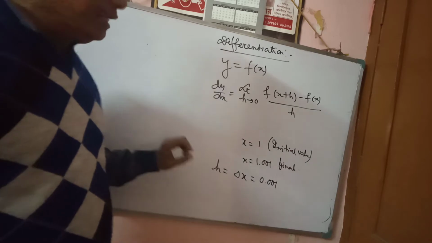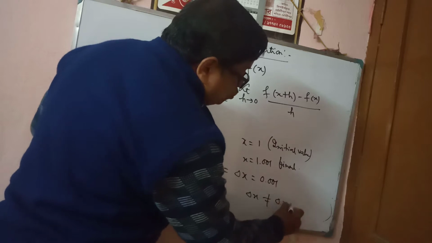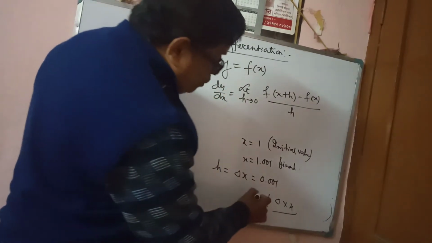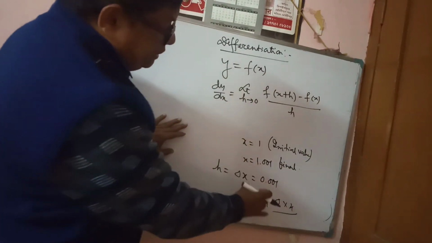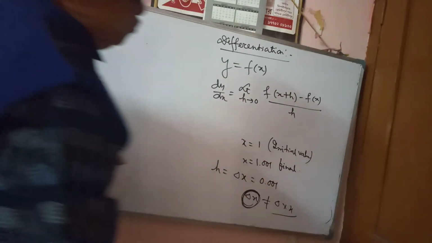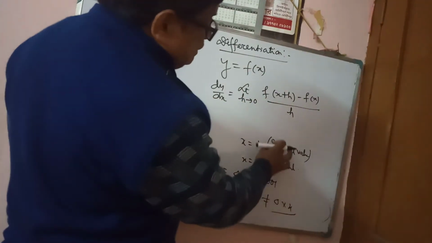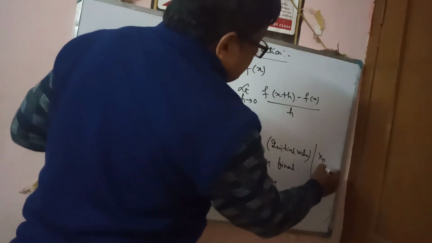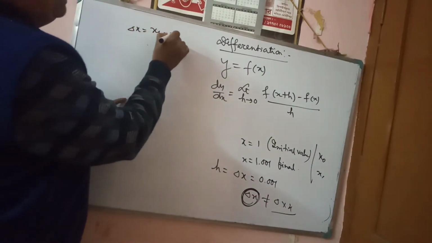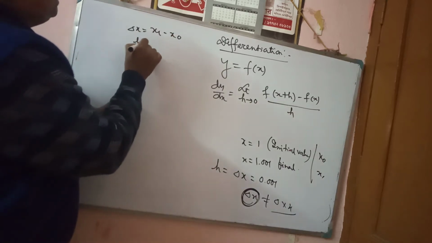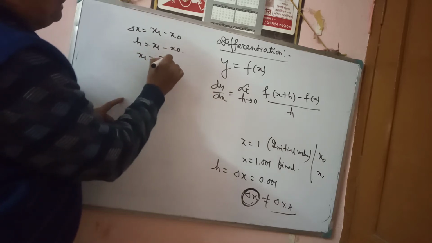You can write this increment of x as delta x or h. Keep in mind, delta x is not equal to delta times x. It is only one change of x, so write delta x or h. This is the increment of x. Suppose this is the initial value x0 and this is the final value x1. Then delta x equals x1 minus x0, that is h equals x1 minus x0. So x1 we can write as x0 plus h.